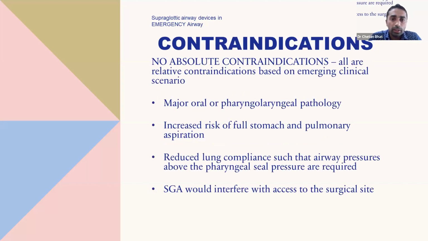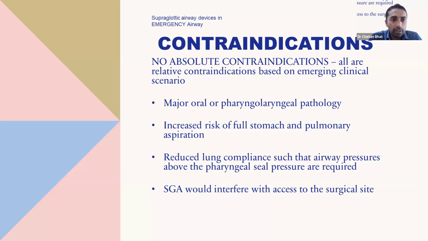So what are the contraindications for LMA? Basically, insertion of LMA is a clinical decision. There are no absolute contraindications. Based on the emerging clinical scenario, how the patient is, we can relate the contraindications. Some of the major contraindications obviously include oral and pharyngeal pathology, where placement of LMA is difficult. Increased risk of full stomach or pulmonary aspiration is also a relative contraindication where we can avoid LMA.